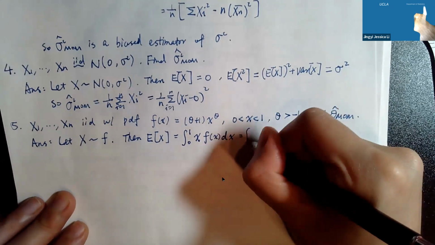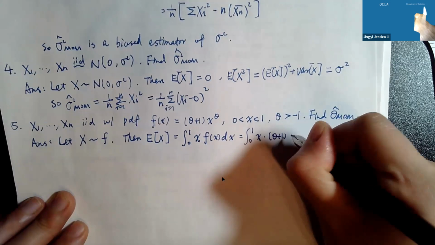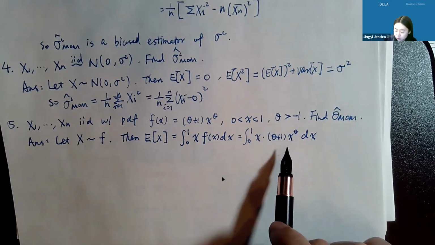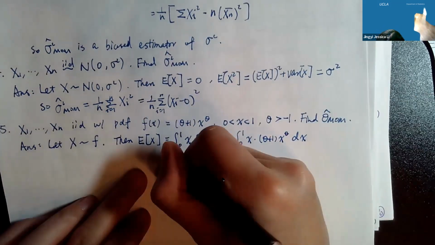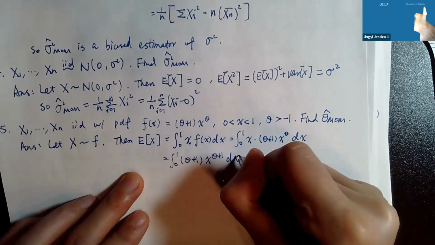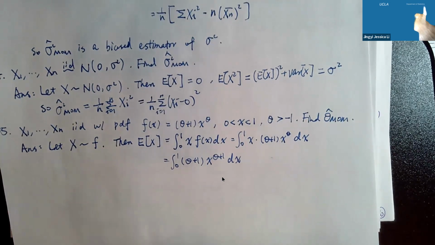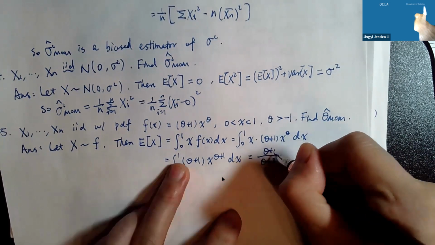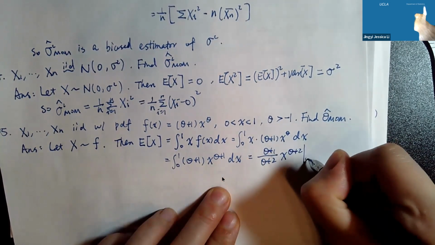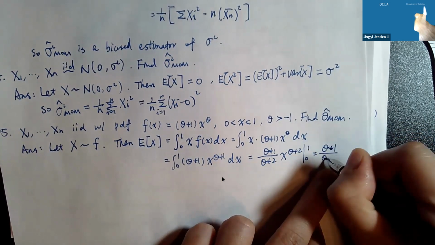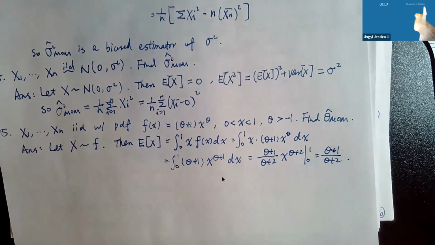Now let's put in f(x). This is a standard calculus problem, just integration of a power function. One more step: the integral of theta plus 1 times x to the power theta plus 1 dx. It's basically theta plus 2 in the denominator, theta plus 1 from here, x to the power theta plus 2 from 0 to 1. Putting in 1 and 0, the answer is theta plus 1 over theta plus 2. So the population first moment is a function of theta.